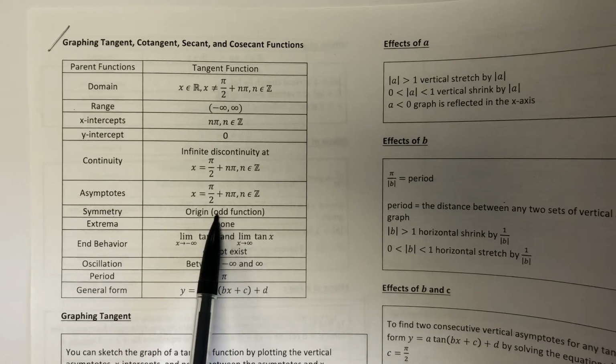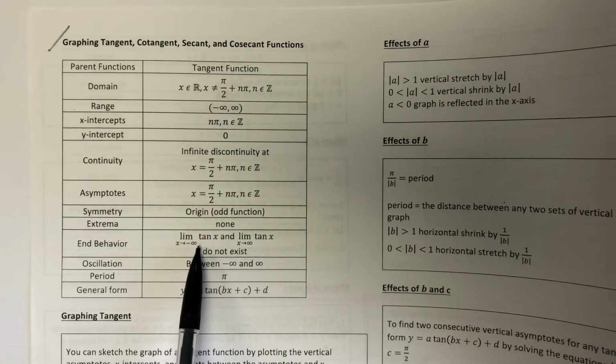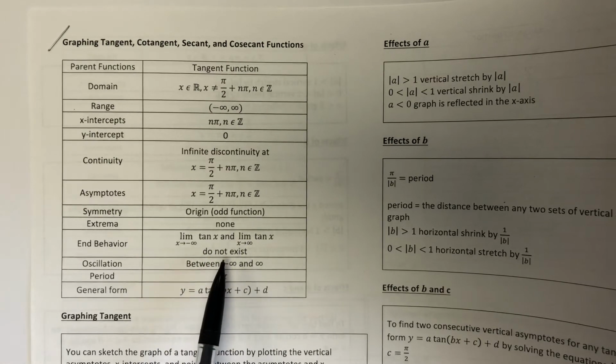The parent function is an odd function, okay, so it's symmetrical about the origin. There are no mins and maxes. End behavior: there is no end behavior because this graph goes to infinity and negative infinity, okay, within each set of asymptotes. So it's kind of an interesting graph. It still is considered to oscillate between negative infinity and infinity.